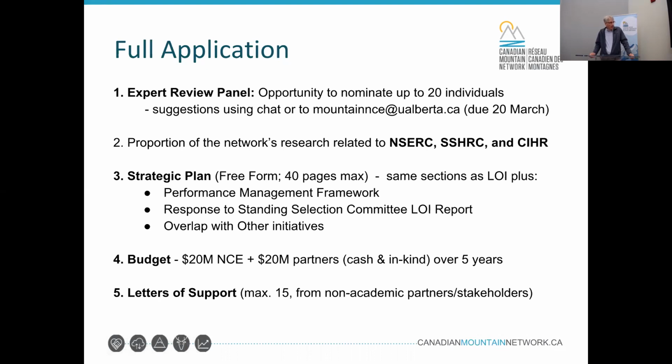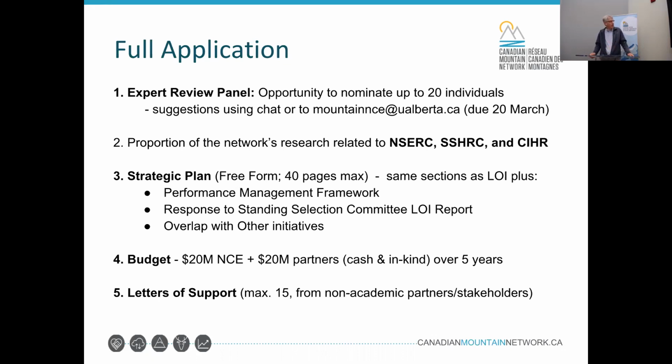Just a reminder as well that on the very first page of the application, we need to indicate what proportion of the network's research is related to natural sciences and engineering research, social sciences and humanities research, or health research. And we very much anchored the network, I think, most strongly in the NSERC and SSHRC granting councils, but we need to be absolutely clear and try to understand where that balance is, because we can't just be weighted into one area.